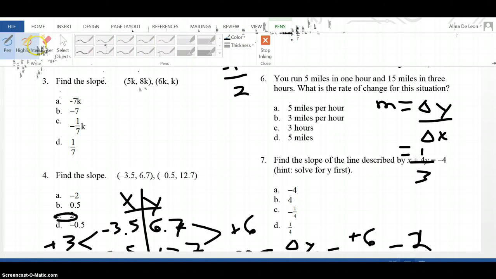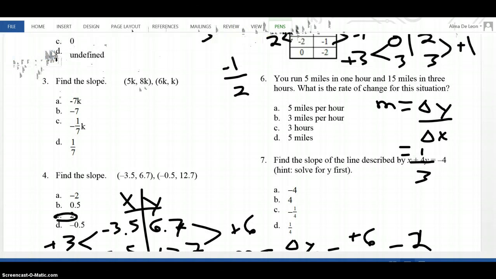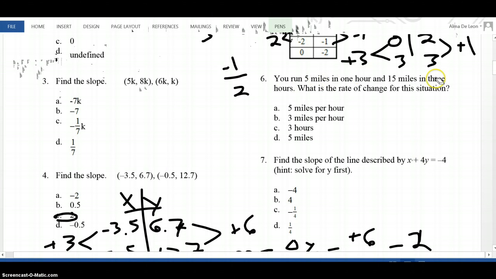Okay, so let's go ahead and look at question number 6. You run 5 miles in 1 hour. So without looking at anything else, if I run 5 miles in 1 hour, then I can already say that my speed, my rate of change, is 5 miles per hour, because this is the same thing as saying miles per hour. You can think of that per as a division. So the answer is A.